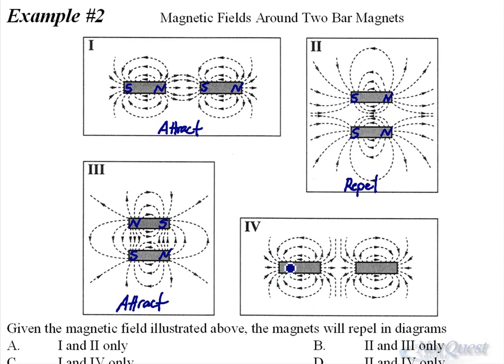Diagram 4, we're coming in, so that's a south. Going out, that's a north. Going out, that's a north. Coming in, that's a south, and that'll repel.